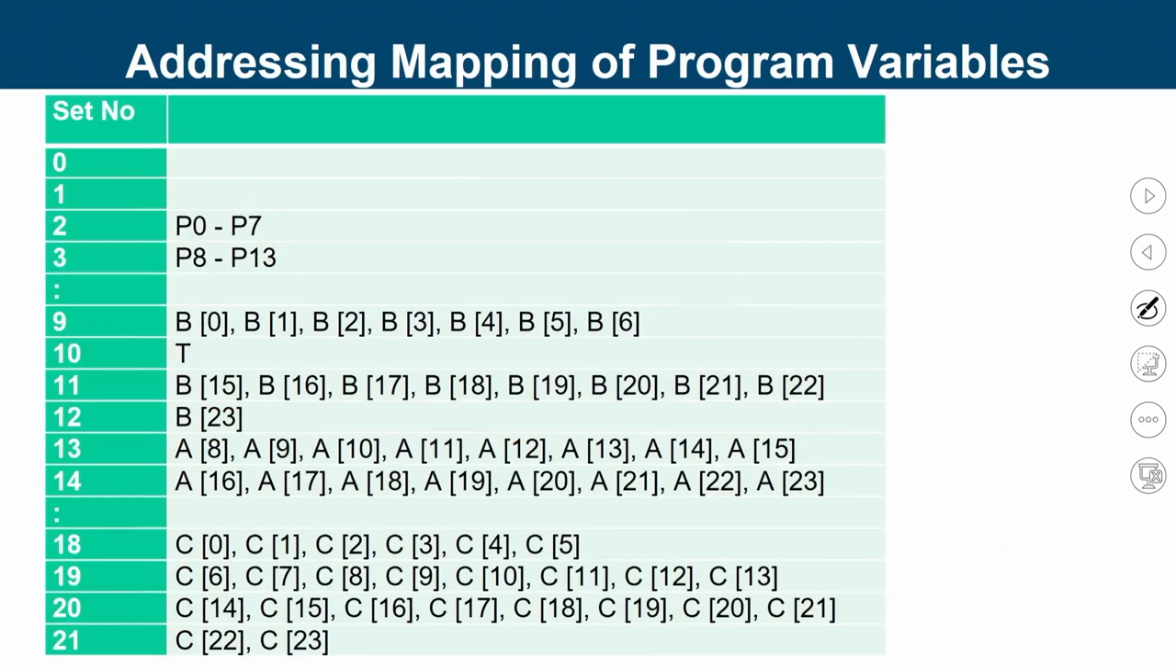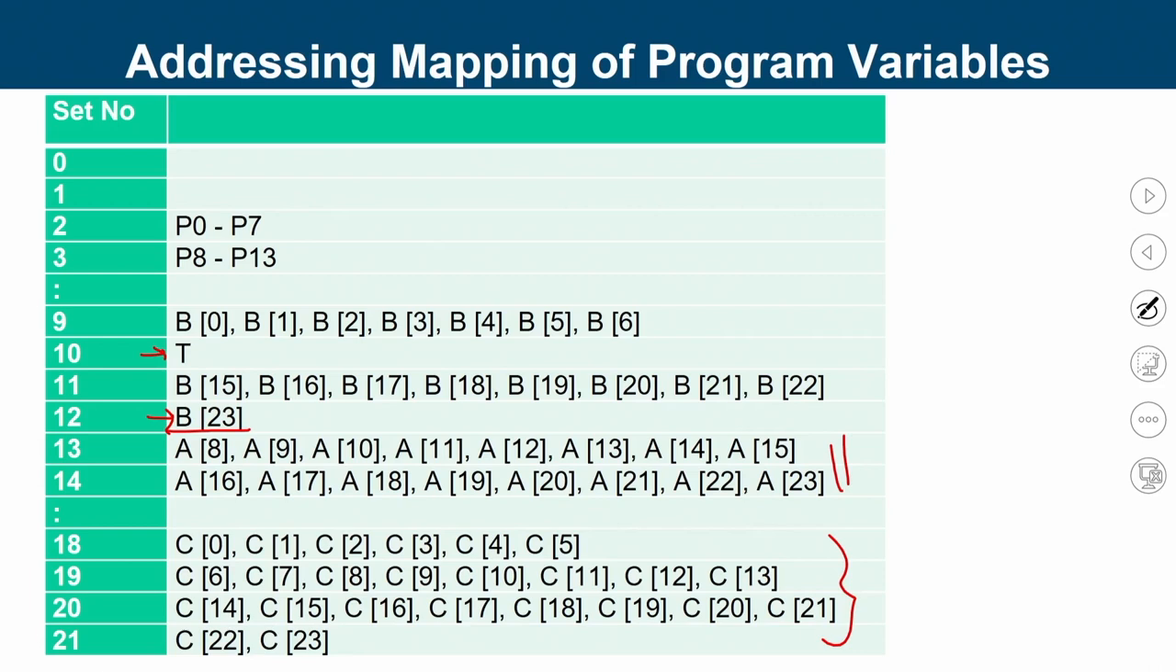Set number 2 is occupied by P0 to P7, set number 3, P8 to P13, set number 9, B0 to B6. Since we access T for the last time, B would be replaced with T. So, T would be the resident of set number 10 at the end of the program. 11, B15 to 22. 12, A would be replaced by B in the last iteration. So, 12, B would be the resident. 13, it would be A8 to A15. 14, A16 to A23. These are all not disturbed at all. And then in 18 onwards, your C is going to reside as has been shown.